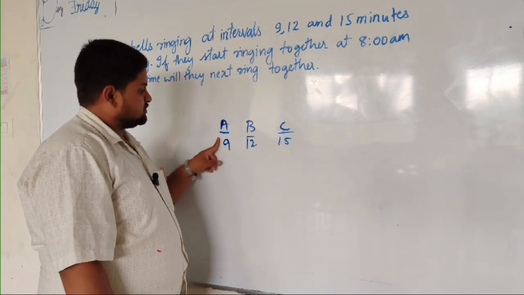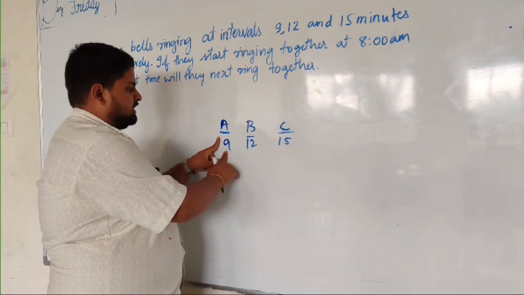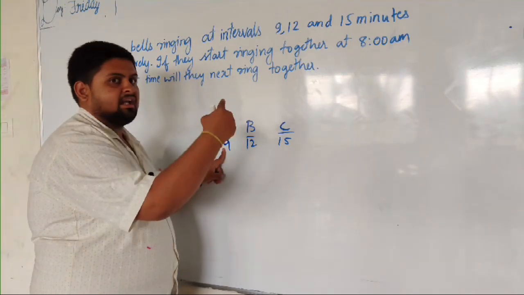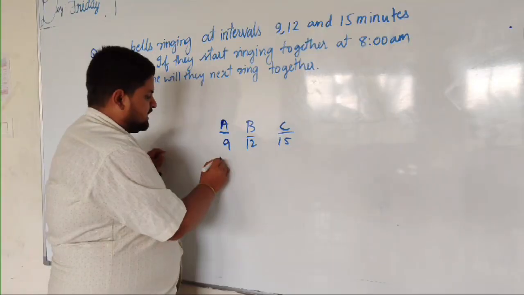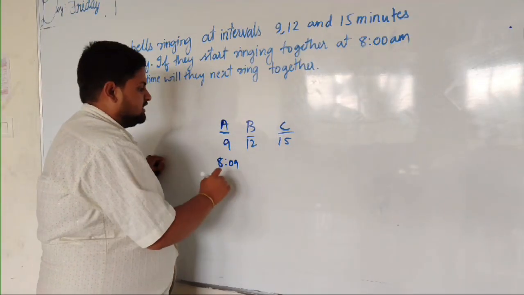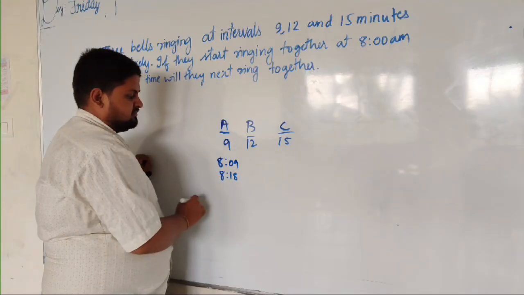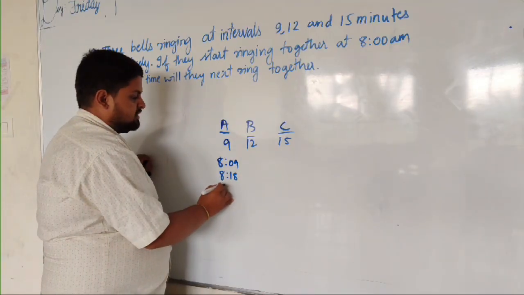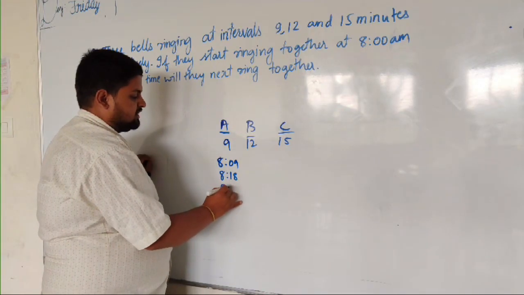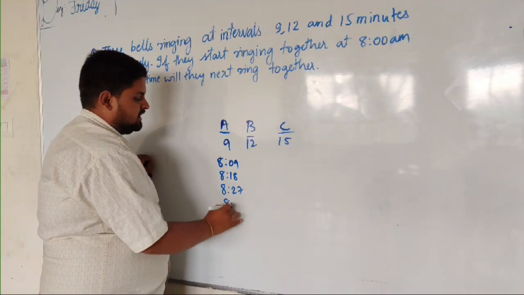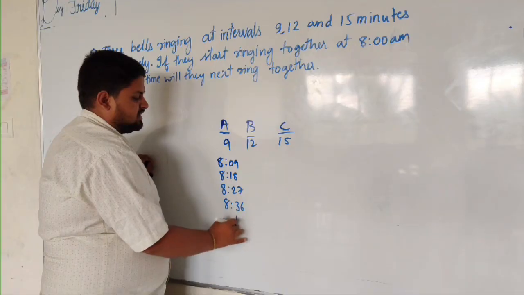So what happens to bell A? It has already rung once at 8 am, so it will ring again at 8:09 am. Then again it will ring at 8:18 am. Again after 9 minutes, at 8:27 am. Again at 8:36 am, and so on.